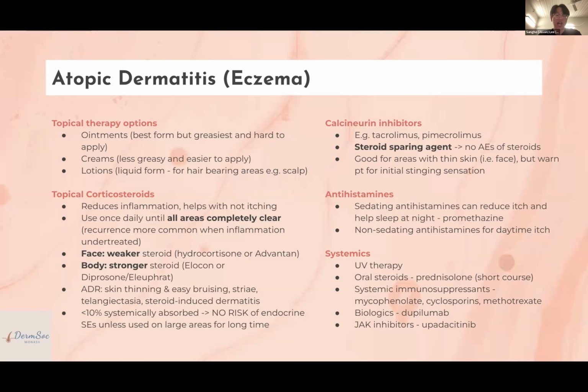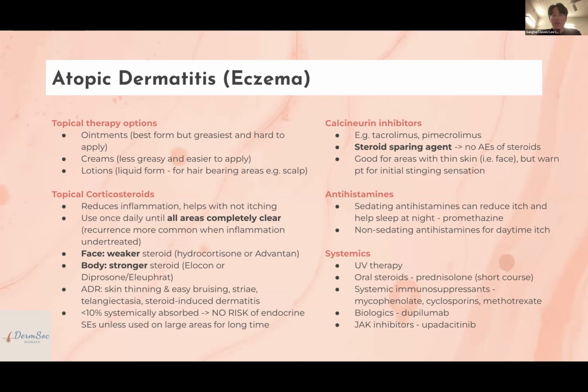Look, the steroids do have side effects, and that's why we want to use appropriate duration and potency. So things like skin thinning, easy bruising, striae, and telangiectasias. These are reversible, though, on cessation of the use. And less than 10% are actually systemically absorbed. So we really don't need to worry about the systemic side effects of steroids unless you use it over a long period of time and you're literally slathering it all over your body. So that's the topical corticosteroids.